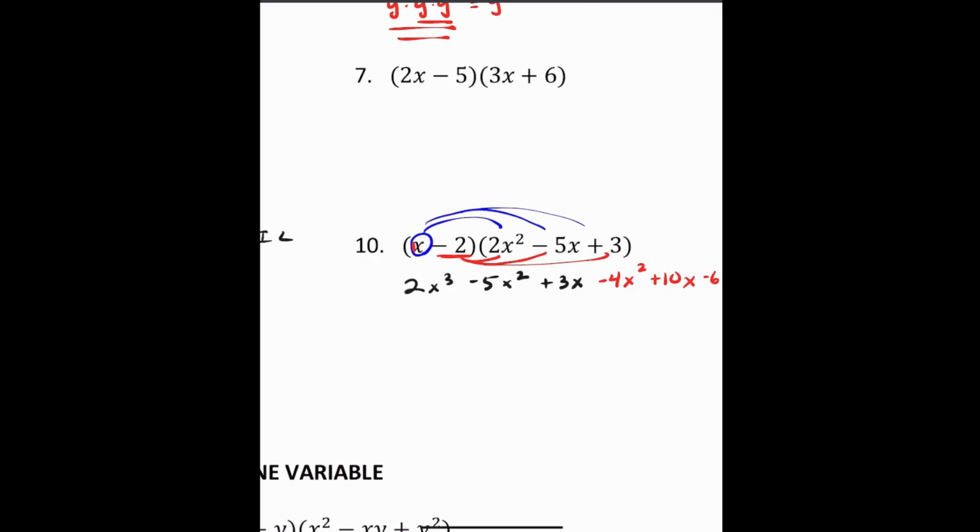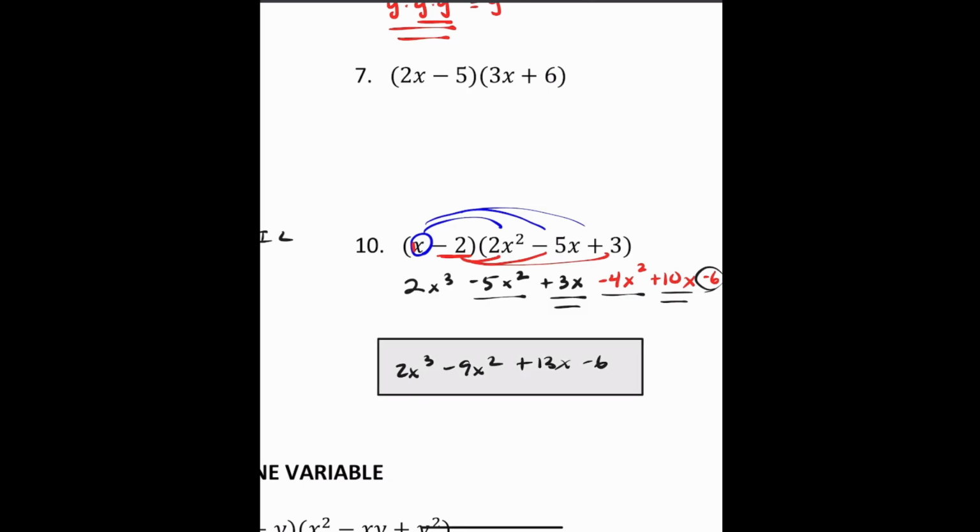Then we combine the like terms. We write our exponents from high to low. So we have 2x cubed. And then look, we have negative 5x squared minus 4x squared. So we'll combine those two terms. So negative 5x squared minus 4x squared is negative 9x squared. And then we have positive 3x plus 10x. And that's 13x. And then lastly, our constant is negative 6. That's the only constant that we have. So we'll put minus 6 as part of our answer. So 2x cubed minus 9x squared plus 13x minus 6 is the answer to number 10.